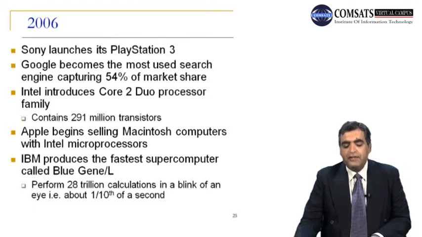IBM produces the fastest supercomputer called Blue Gene/L. You can think of the speed of the supercomputer, that it can perform 28 trillion calculations in a blink of an eye. Normally we blink the eye in 1/10 of a second. So in 1/10 of a second, this much short time, it can perform 28 trillion calculations. So fast. Just imagine how fast it is.